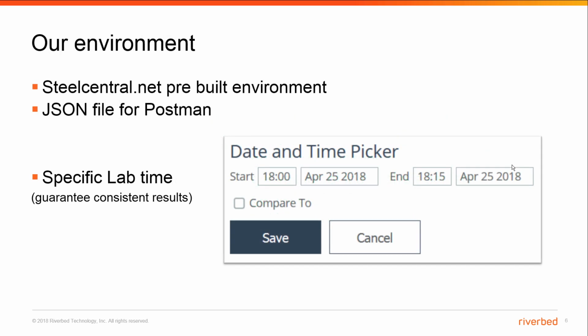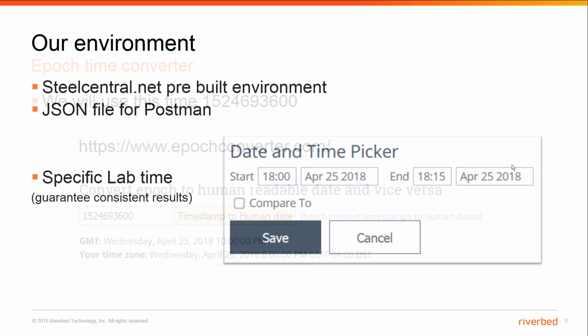For our demonstration, we're going to use SteelCentral.net. This was a pre-built environment that was built for my workshop. There is a JSON file for Postman, and we'll use the specific time that the lab was running. The idea here is that we want to guarantee consistent results, so the results you get when you run the request are the same as what I'm getting on the screen.